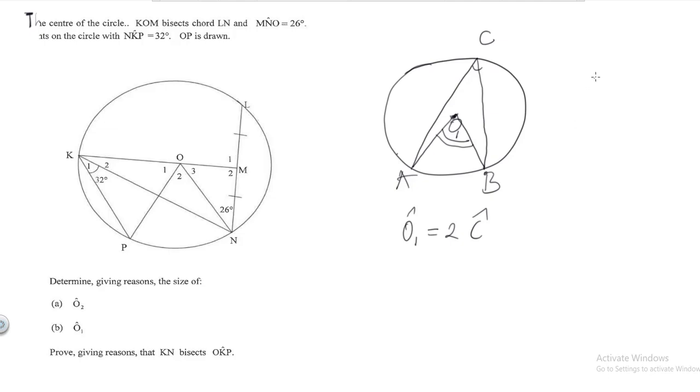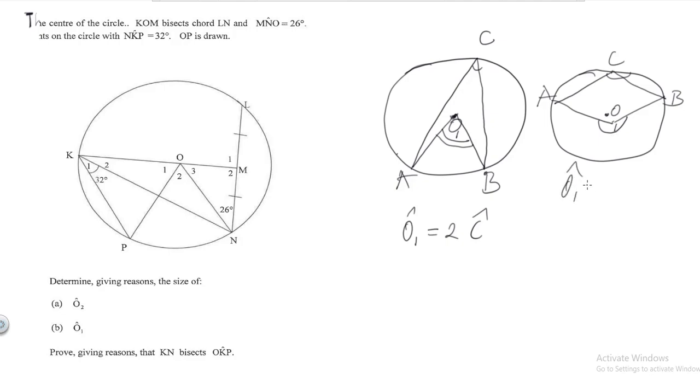And also, if you have something like this, this is the center, and then we have this and this. So this angle will be, let's say here we have a O, O1 is here, and then we have a B, C. So the angle O1 will be equal to double C.